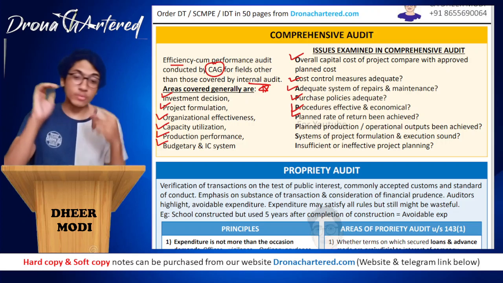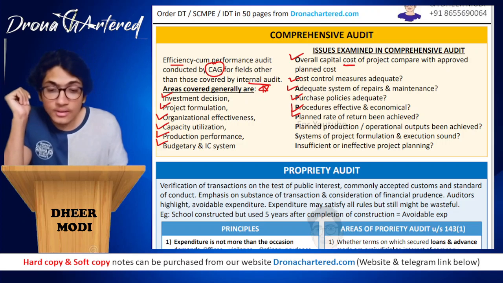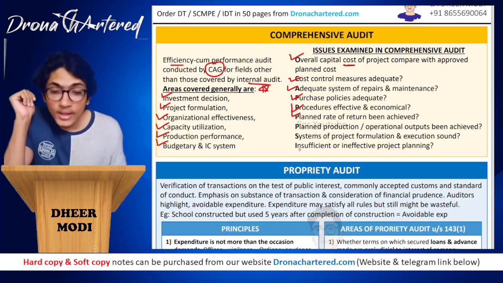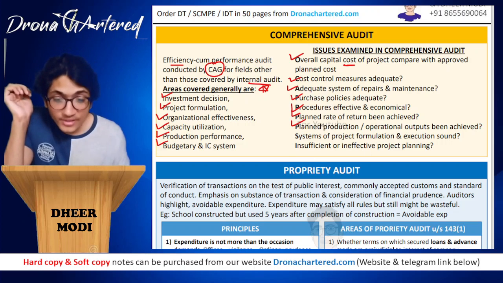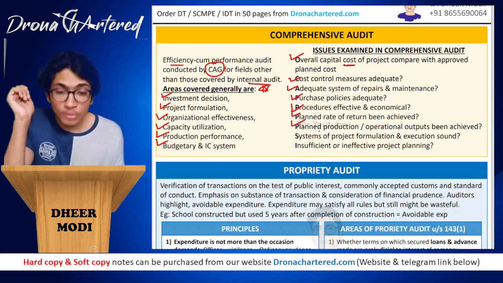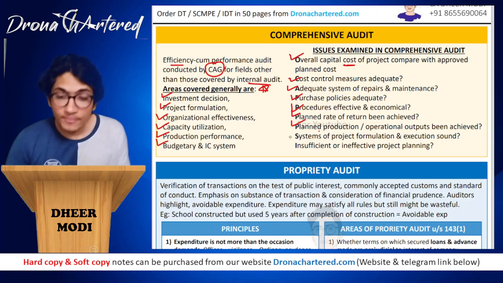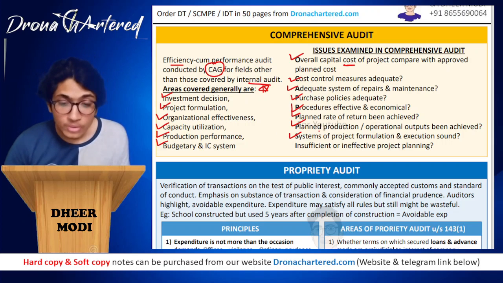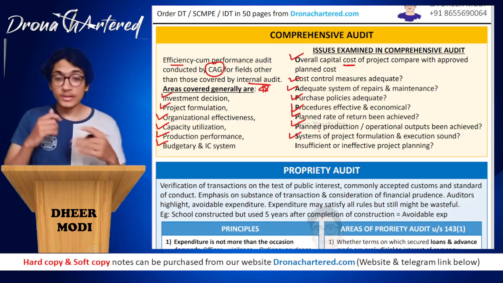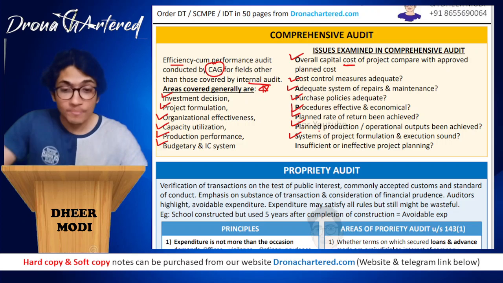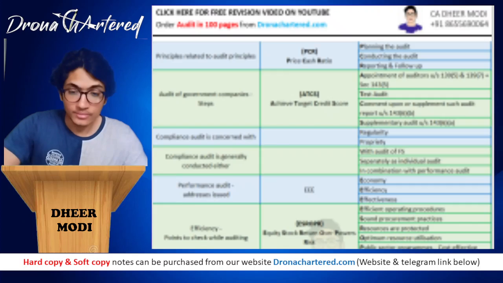So the first point was whether it is within the cost or not. Next is whether the planned rate of return has been achieved. Next is whether planned production or operational outputs have been achieved. Systems of project formulation and execution are sound or not. Insufficient or inefficient project planning. So these are the issues that you will look into while doing your comprehensive audit.